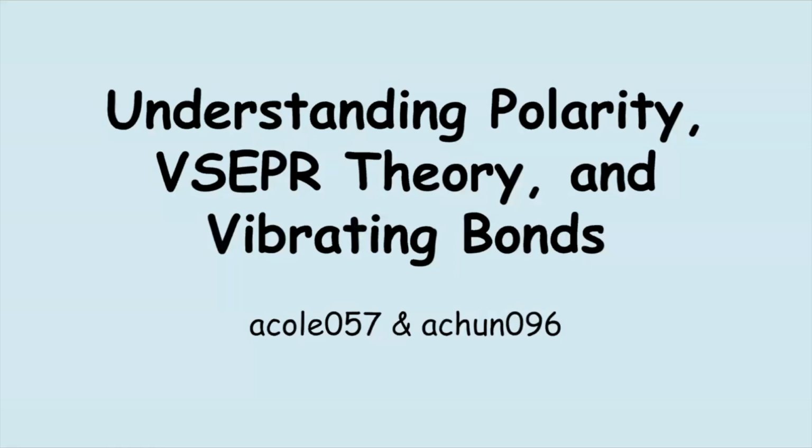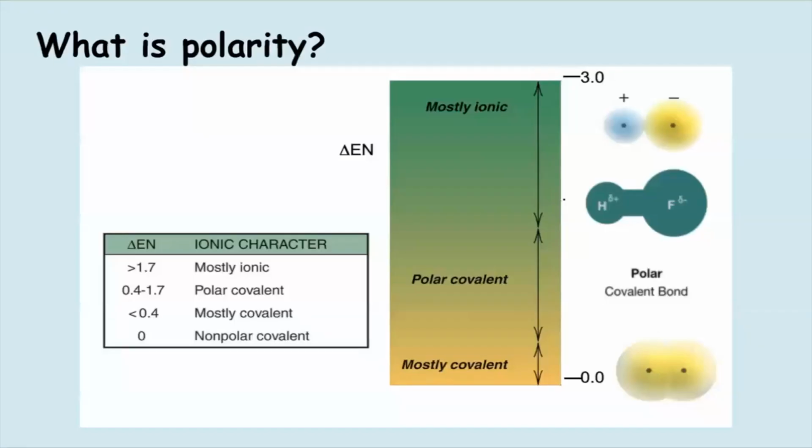In this video, we'll explore the concept of polarity, electron counting, and how to apply VSEPR theory, as well as vibrating bonds. First, we'll start off with what is polarity. Polar covalent bonds occur when two atoms share electrons unevenly due to differences in electronegativity. In the fluorine-hydrogen bond, fluorine induces a dipole moment within the compound due to its higher electronegativity than hydrogen.